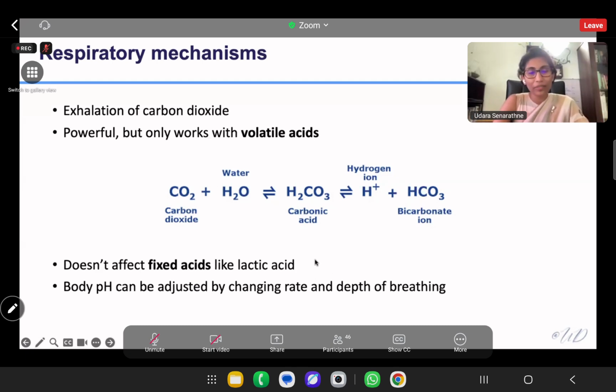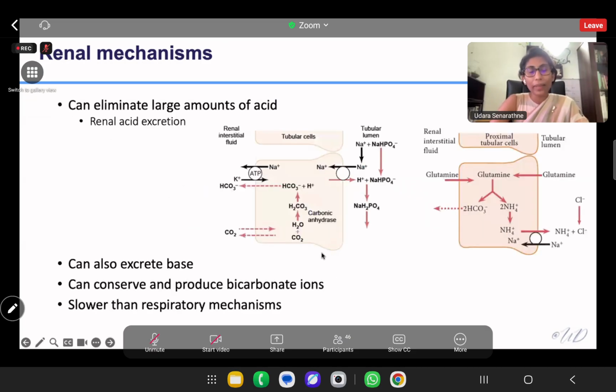Certain acids cannot be helped by the respiratory mechanisms, but this is one major mechanism.